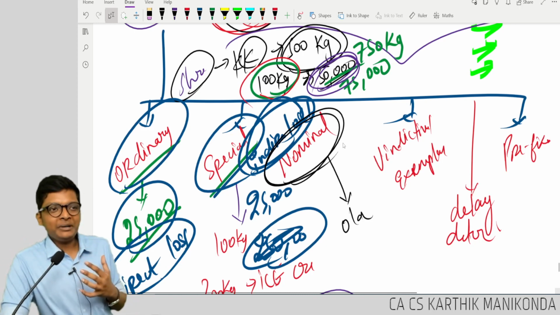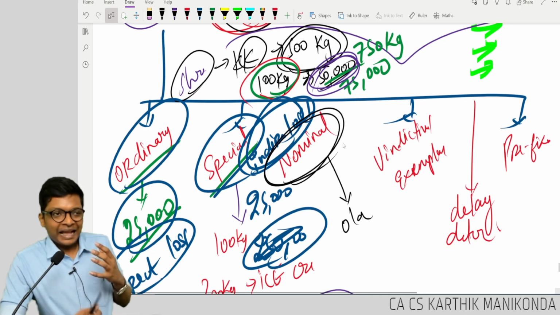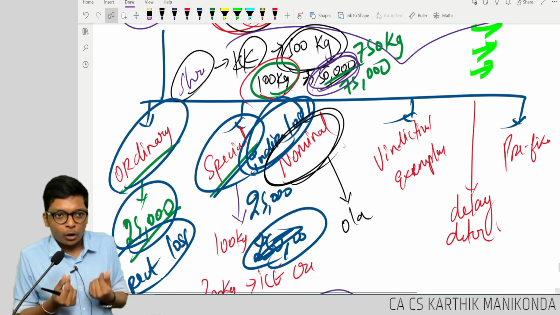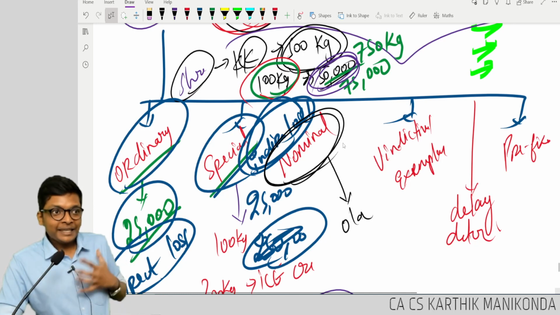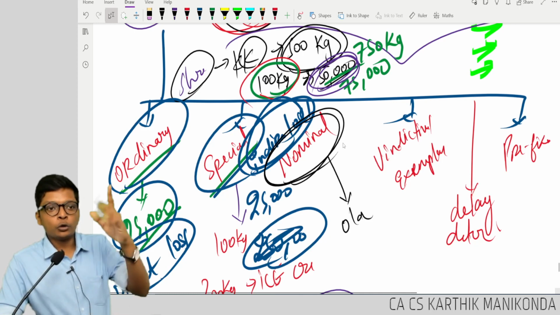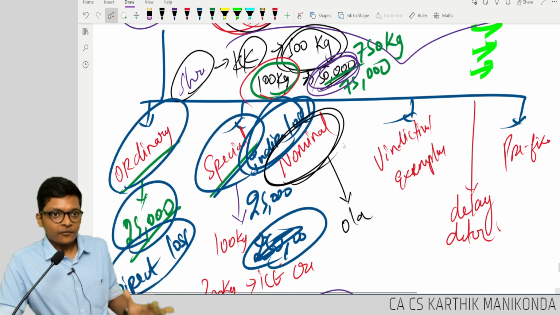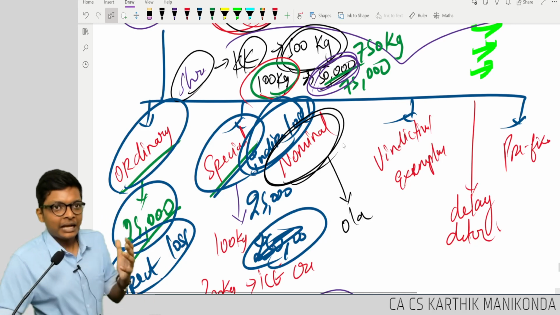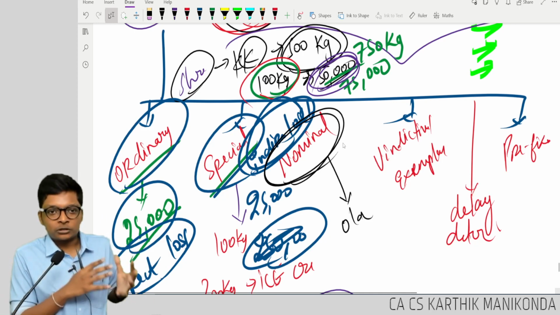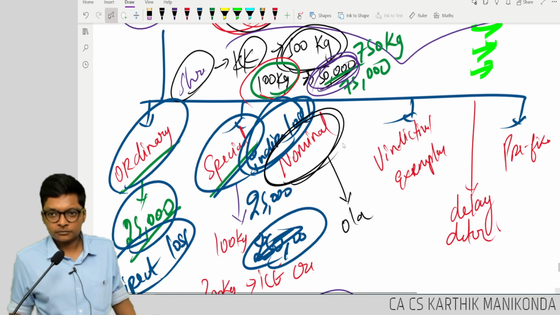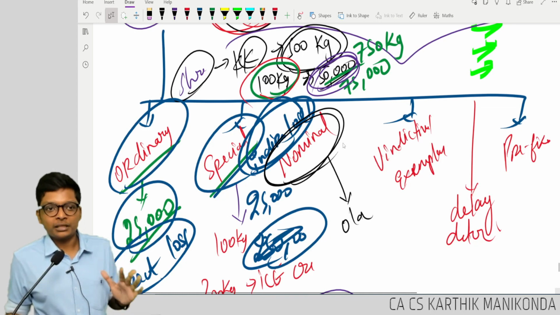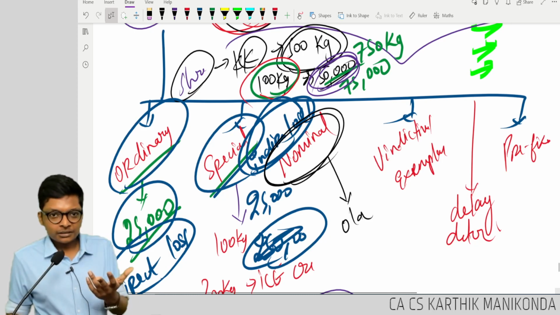Clear? So nominal damage is something where I have not suffered any monetary loss. No loss for me, but my ego is hurt. Hey, how did you do breach of contract? File a case on him. For example, I told my vegetable vendor who's coming to the house to bring 100 apples tomorrow. Or 10 apples I wanted to eat. He didn't bring. Can I file a case on him for breach of contract? Yes. What loss?